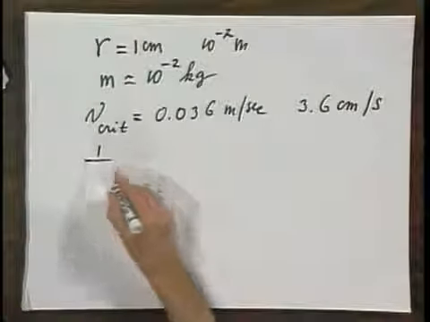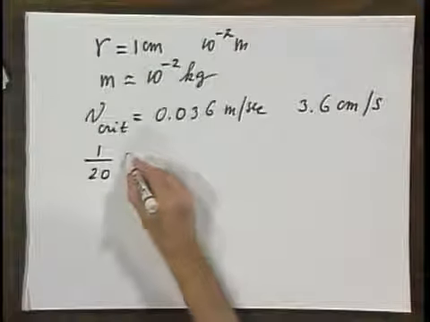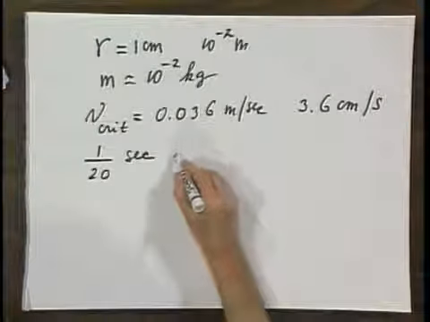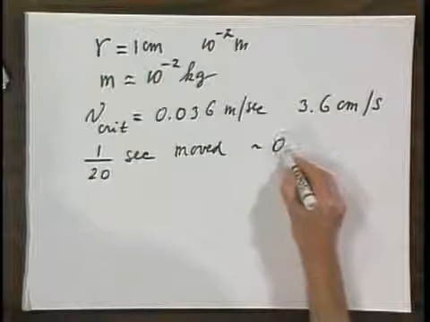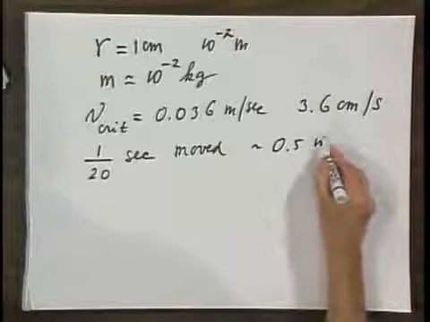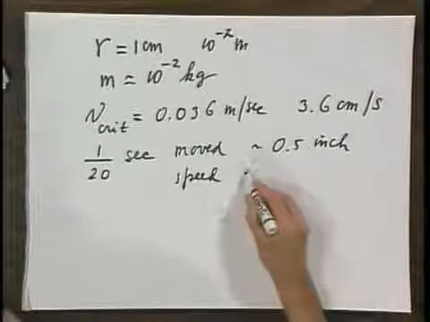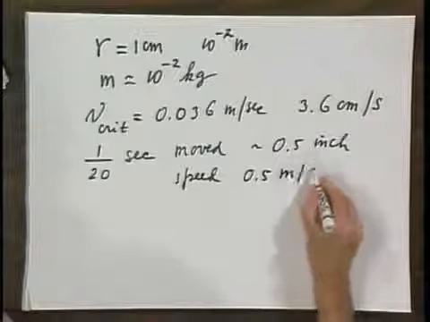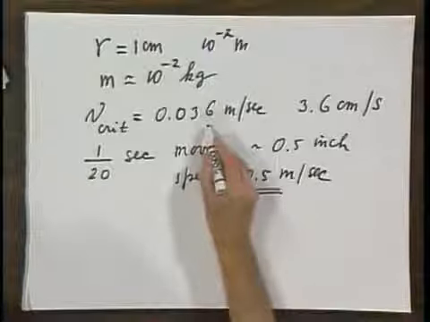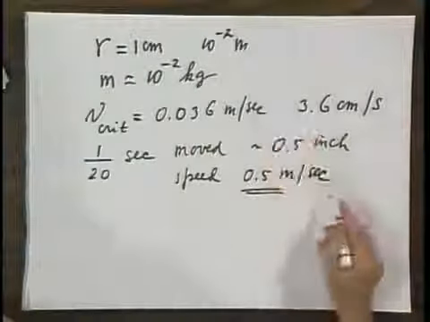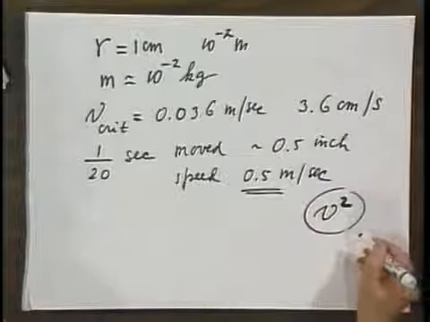Now, if I drop that pebble, I release it at 0 speed, and I wait 1/20th of a second, then the pebble has moved, and you can check that for yourself, about half an inch, and it has a speed which is already half a meter per second, which is way larger than this critical speed. So it's obvious that the v-squared term dominates.